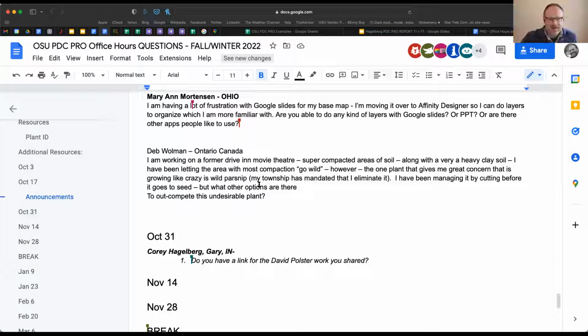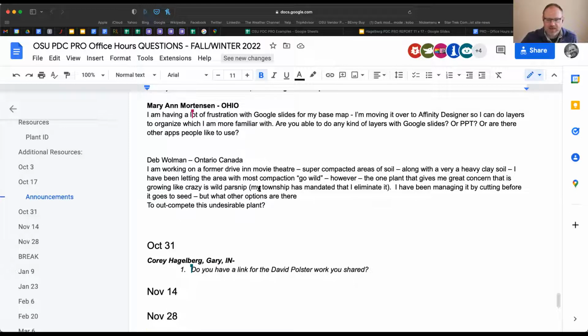Deb, I'm working on a former drive-in movie theater. Awesome. Super compacted areas of soil along with a very heavy clay. I've been letting the area with most compaction go wild. However, the one plant that gives me most concern is wild parsnip. My town has mandated that I eliminate it. I've been managing it by cutting it before it goes to seed, or other options to outcompete this undesirable plant.